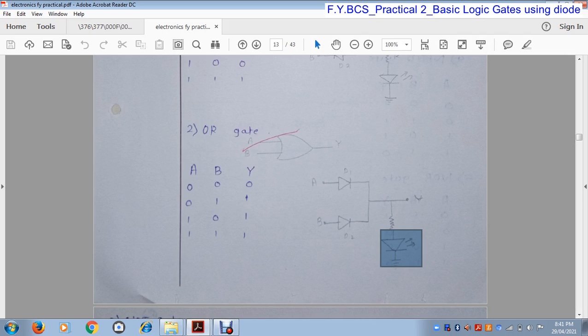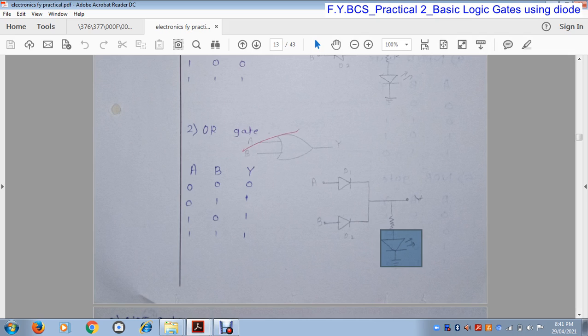The anode is at 0 volt, and the voltage across the other anode terminal is 1, which means 5 volt. The current will flow from higher to lower potential. Here the anode becomes the higher potential, so all the current flows through D1 and then goes to the LED. The path of current is from anode to cathode and then to the LED. When the current flows through the LED, it will blink and the output is 1.